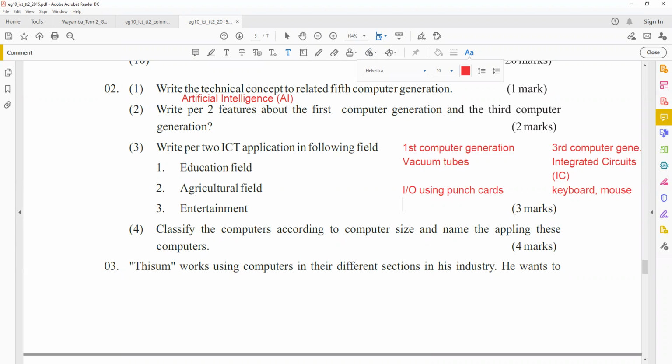Okay, what languages were used in first generation computers? What languages were used? Yes, in first generation the main language it uses is called machine language. Whereas in third generation computers, it's not really assembly. By that time, we had high level languages, isn't it?